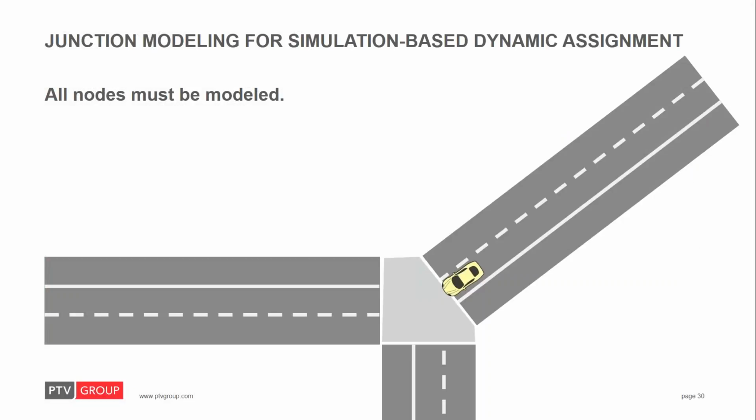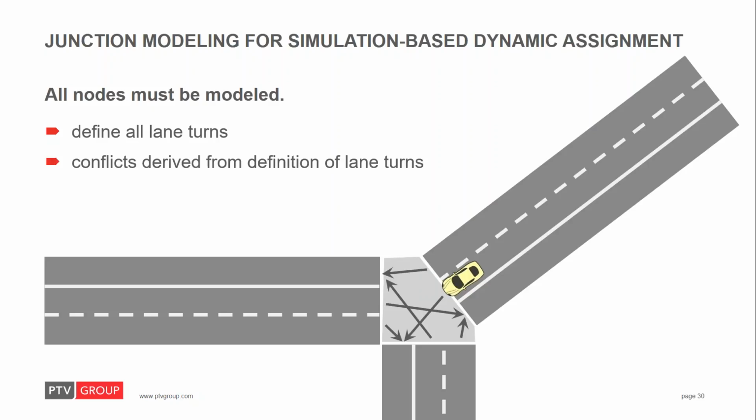So for junction modeling, what exactly must be modeled for SBA? For SBA, all nodes must be represented with their junction geometries and have a control type. More precisely, one needs to define lane turns within the node, and from this information, conflicts can be derived. There are two types of conflicts. Lane turns can have the same destination lane, or second, they cross each other.